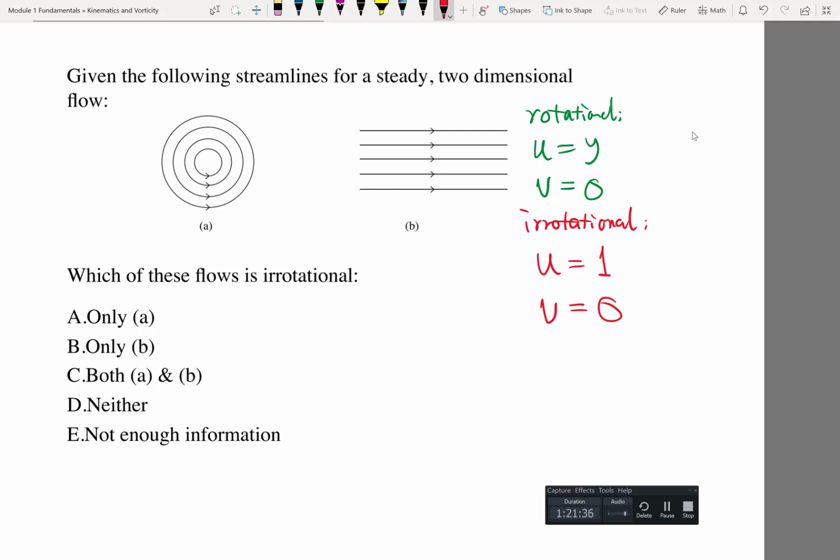Not only the velocity, but also pressure, right? Everything, how things all look.